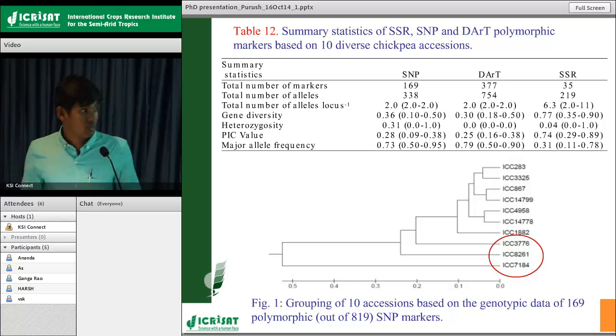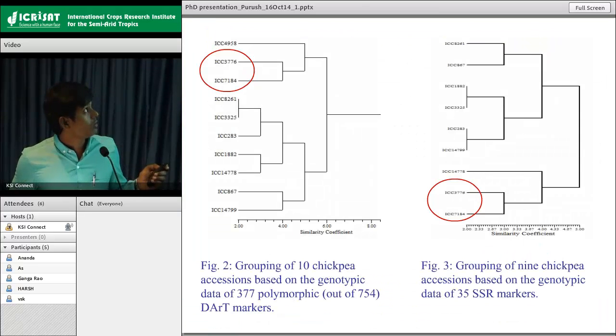The dendrogram constructed using SNP markers showed a clear discrimination of drought sensitive as well as low yielding genotypes compared to the drought tolerant genotypes. In DOT as well, it also discriminated the drought sensitive genotypes, and SSR also.